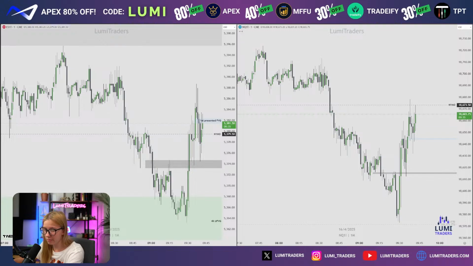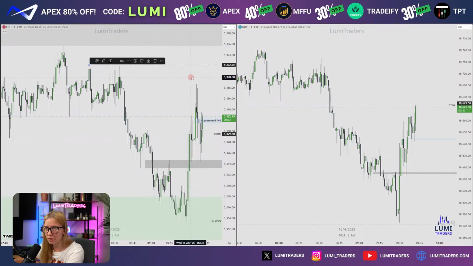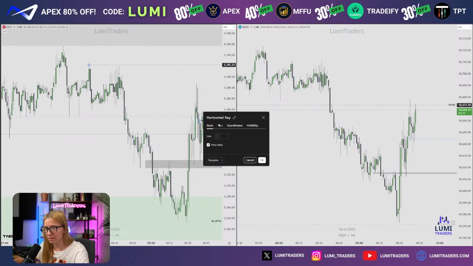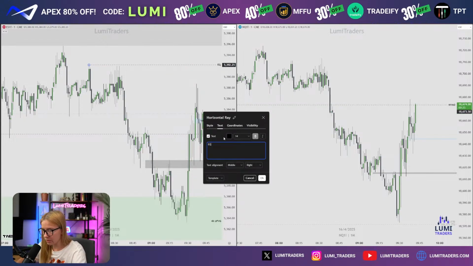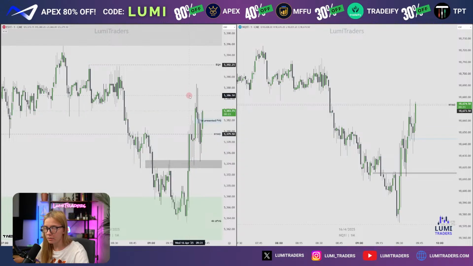Okay, we got not perfect, but still equal highs right here. Hey, come on. Double click. Equal highs on ES, slightly higher, so like 9 points away.